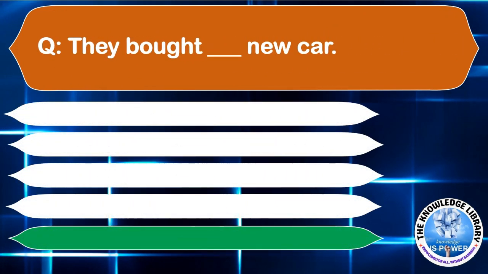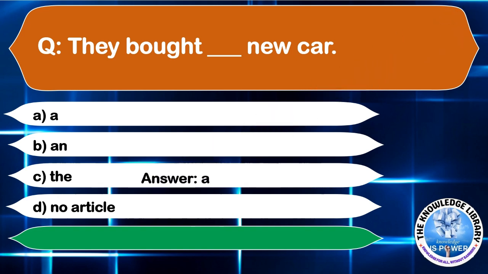They bought dash new car. Option A. Option B, an. Option C, the. Option D, no article. The correct answer is option A. Moving to the next question.